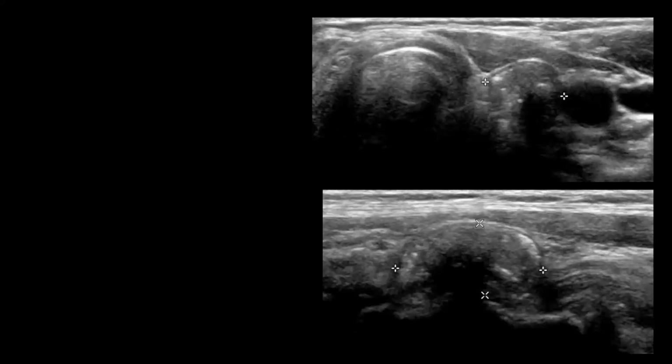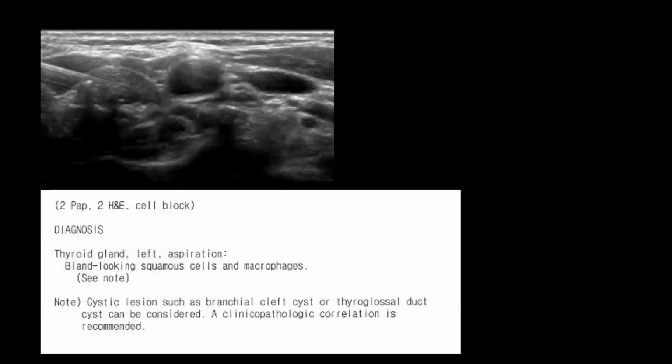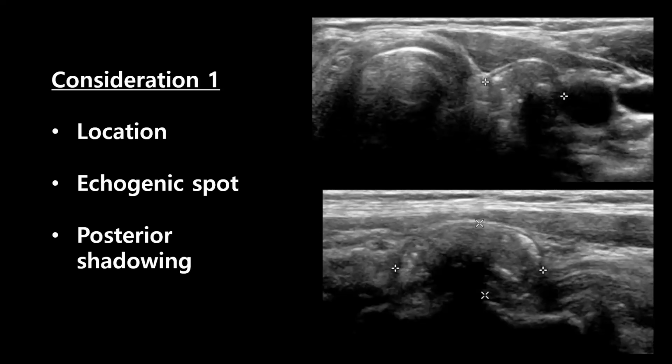Alright, let's wrap up with our final case. This patient, who had undergone thyroidectomy, was referred from another hospital for suspected recurrent thyroid cancer. The previous hospital's FNA showed no cancer cells, so the patient was referred for further evaluation. On ultrasound, the lesion is located below the inferior horn of the thyroid cartilage.